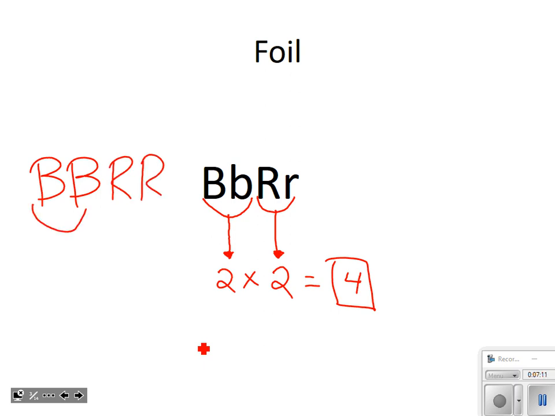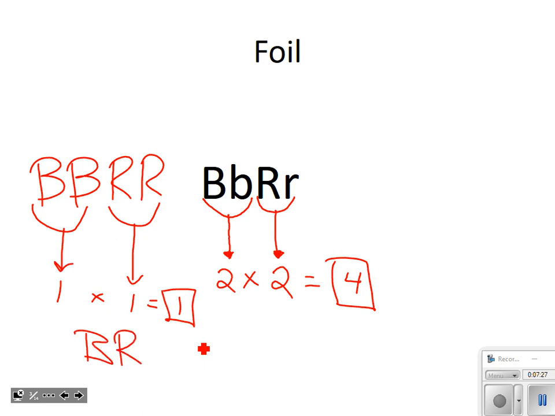Right here. How many different letters here? There's 1. Can only be a big B. How many here? 1. What's 1 times 1? 1. It can only have 1 gamete. What is that 1 gamete? Big B, big R. See how I did that? This is just to help you with how many gametes. Let's look at another one.